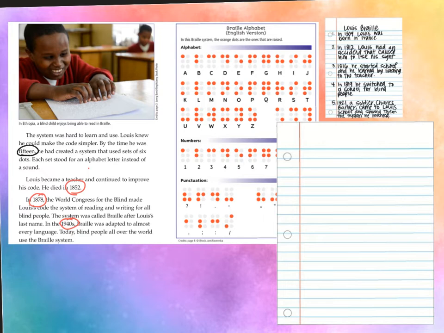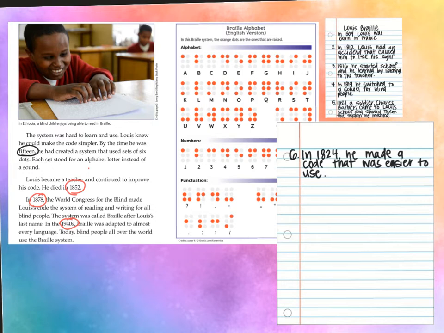So I can add that as our next event onto our piece of paper. So when he was 15, let's figure out how old he was. If he was born in 1809, 15 years later would be this next event. So that would be in 1824. He made a code. Remember, I don't want to copy it straight from the text, so he made a code that was easier to use.